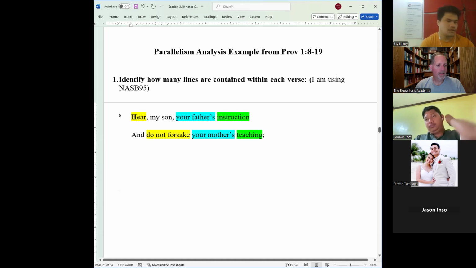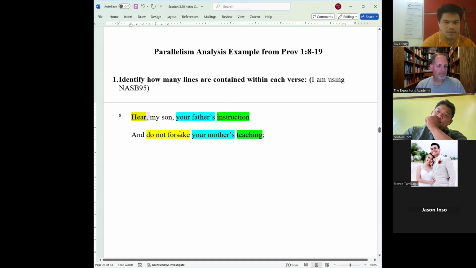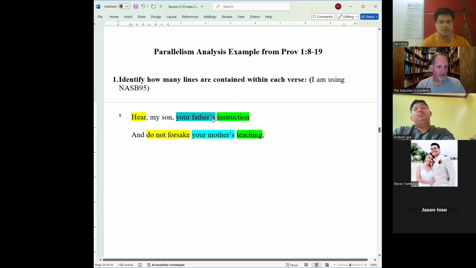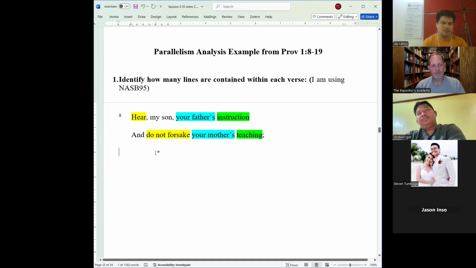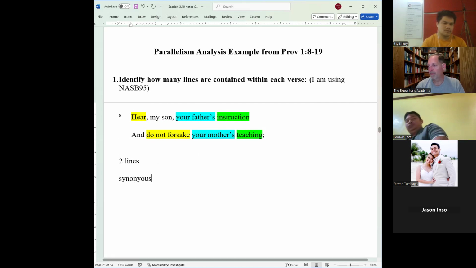So the first one: "Hear, my son, your father's instruction. Do not forsake your mother's teaching." All right. So we have hear, do not forsake. We have your father's and your mother's. We have instruction and teaching. So there's 2 lines here, by the way. And I believe it's synonymous parallelism here.